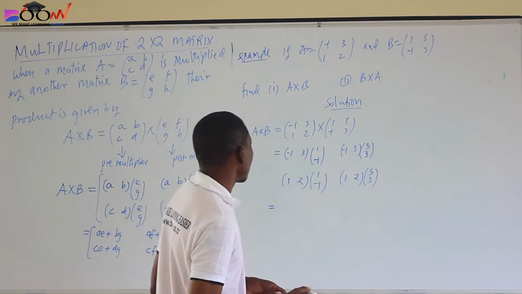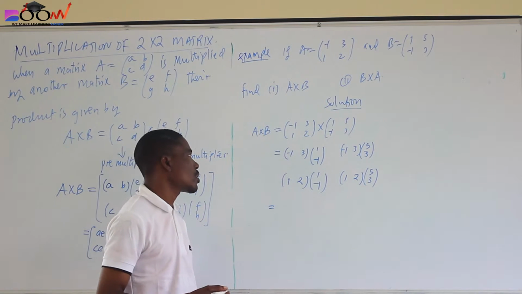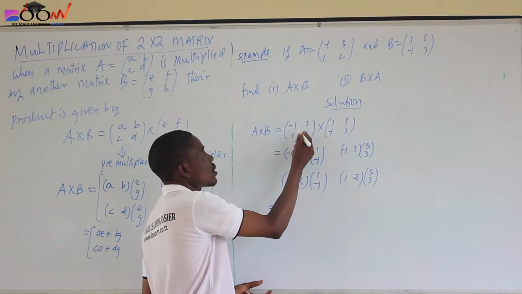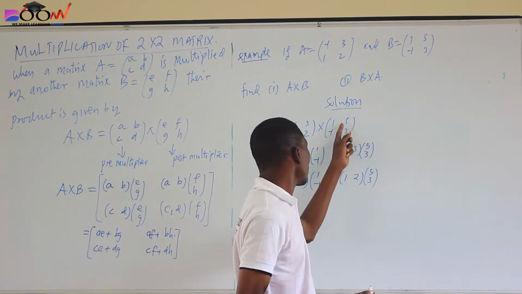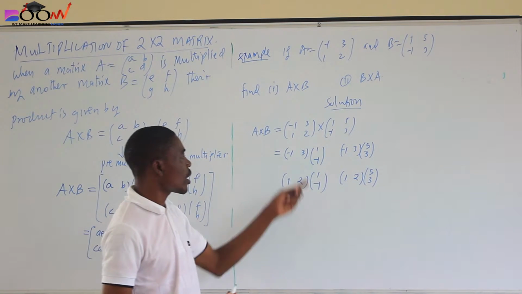Again, you write your solutions, and A cross B will be equal to matrix A, which is negative 1, 3, 1 and 2, cross matrix B, which is given by 1, 5, negative 1 and 3. Now, how do we multiply this one?